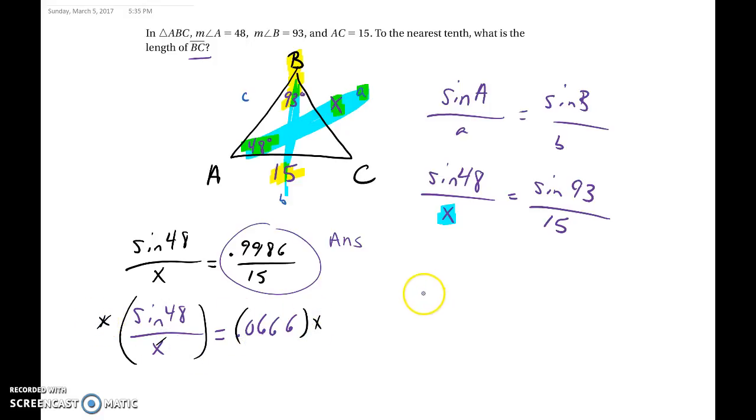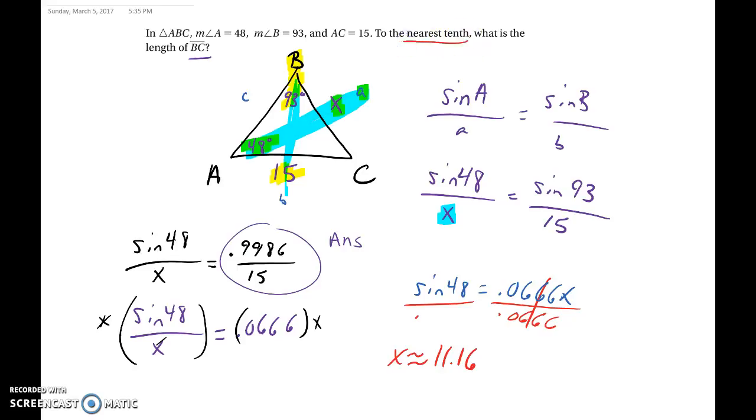So now we have sine of 48 is equal to 0.0666 x, and then we will divide each side by 0.0666, and we would get x is approximately equal to 11.16. It said round to the nearest tenth, so that means this final answer is x would approximately equal to 11.2. All right, so that would be our final answer for the side BC.